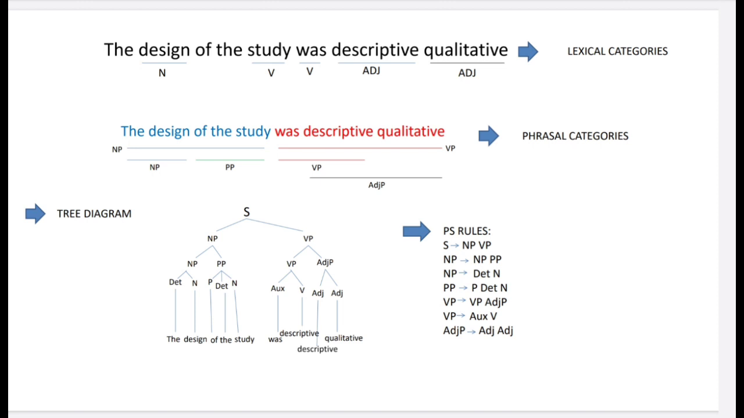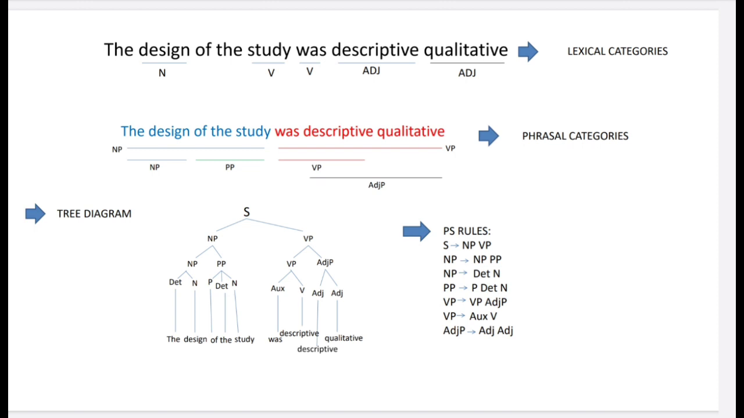has a structure again, that is a noun phrase and a prepositional phrase. So the noun phrase is the design, and of the study is called a prepositional phrase because at the beginning of the phrase there is a preposition, and the words after the preposition are called a prepositional phrase. And next, we go to the verb phrase.